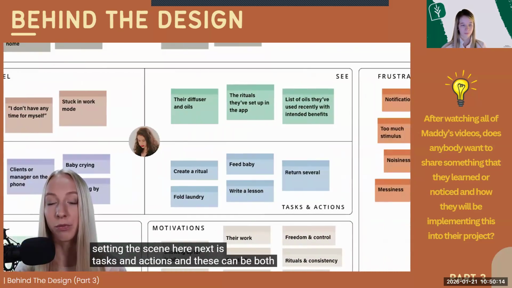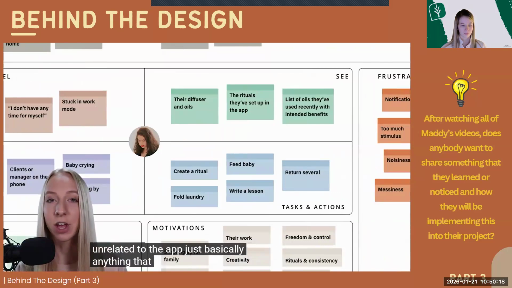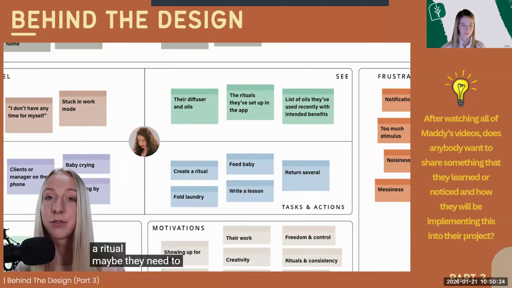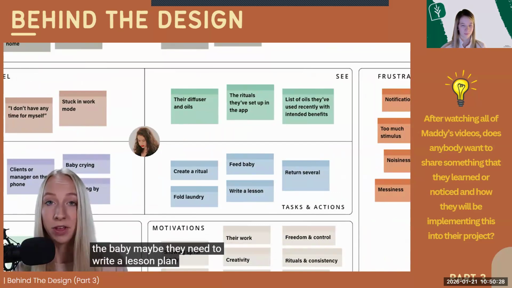And these can be both related and unrelated to the app. Just basically anything that could be going on at once for someone using the product you're designing. So they need to create a ritual. Maybe they need to fold laundry or feed the baby. Maybe they need to write a lesson plan, and maybe they need to return several emails.